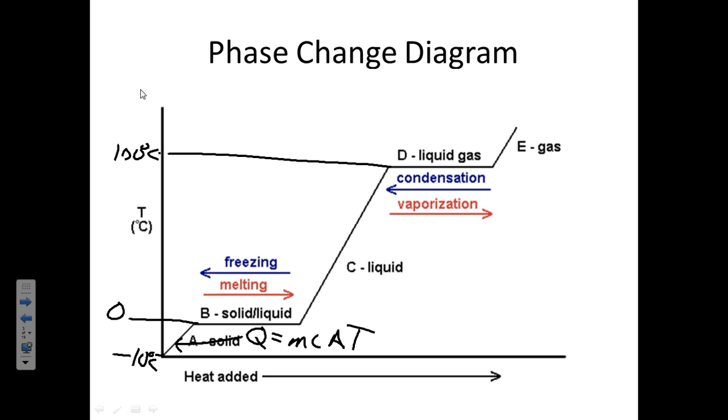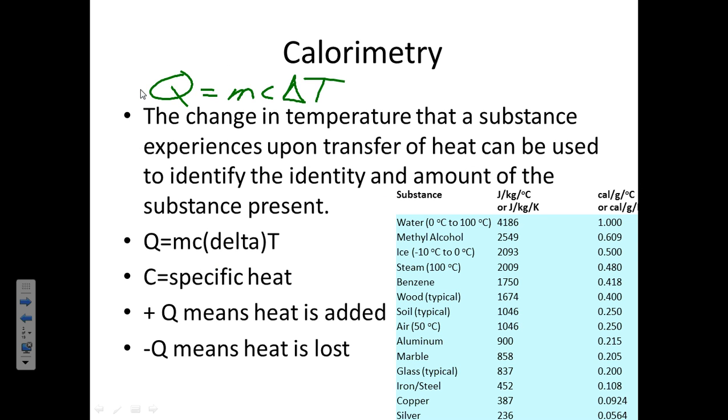For right now, let's just say we have 1 kilogram of ice. We're starting with 1 kilogram of ice. So if we wanted to know how much heat it would take to go from -10 to 0, we would say Q equals 1 kilogram times, flip back to that previous slide and get that specific heat of ice. I never have that one memorized. So it's 2093.